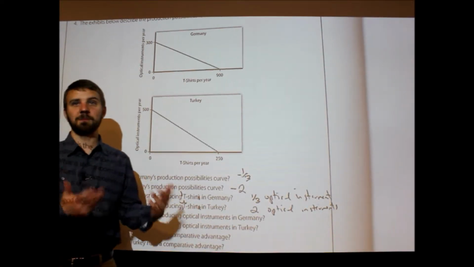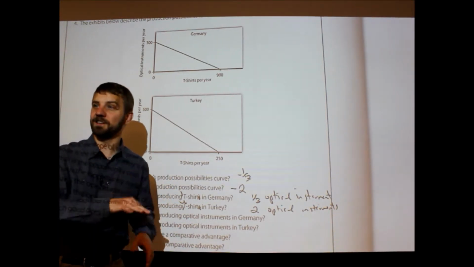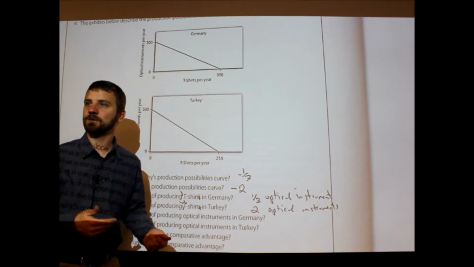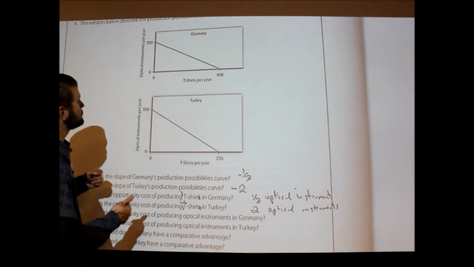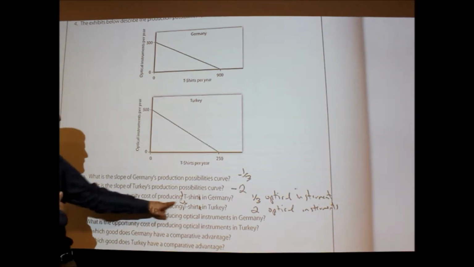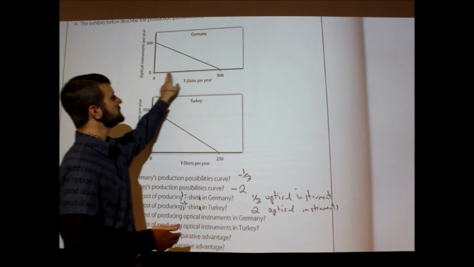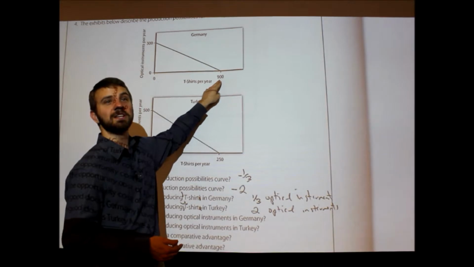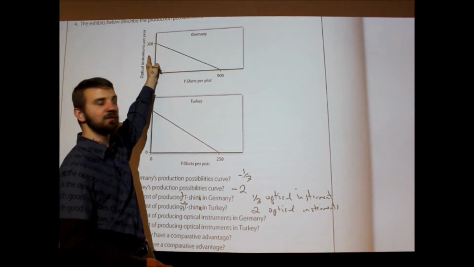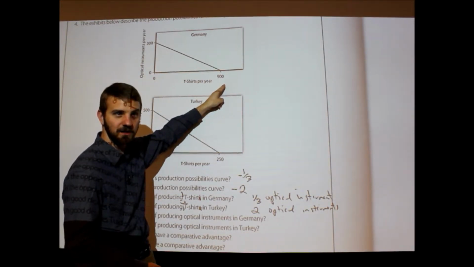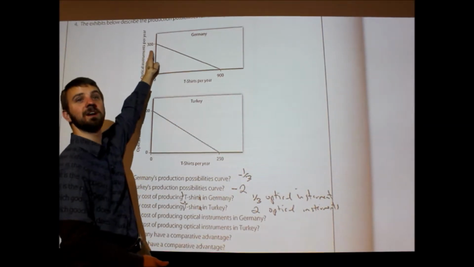Because I wouldn't recommend that you just memorize the fact that the slope of the line equals the opportunity cost of the good on the x-axis. I would instead recommend that you think your way through the answers each time. So, what's the opportunity cost of producing t-shirts in Germany? If you produce 900 t-shirts in Germany, you give up the opportunity to produce 300 optical instruments. So therefore, if you produce 1 t-shirt in Germany, divide this by 900, you give up the opportunity to produce 1/3 optical instruments. Divide this by 900.